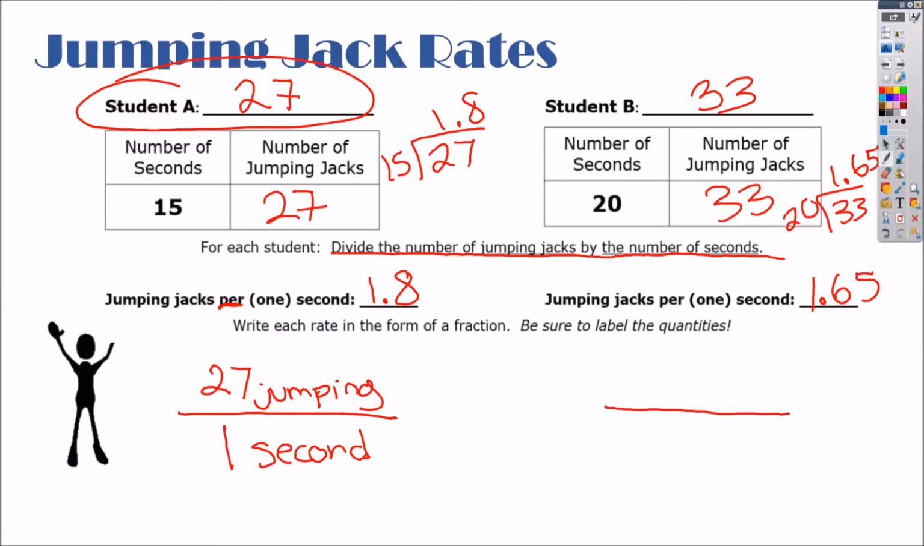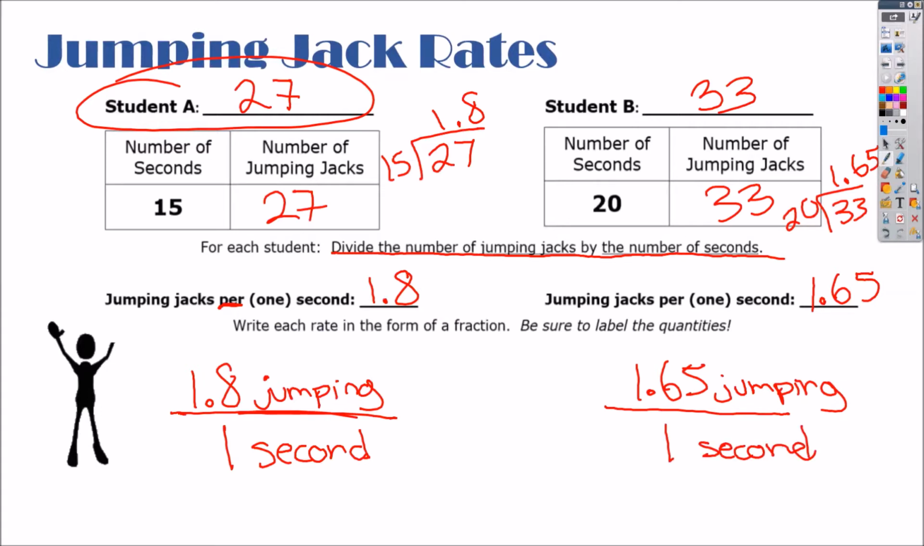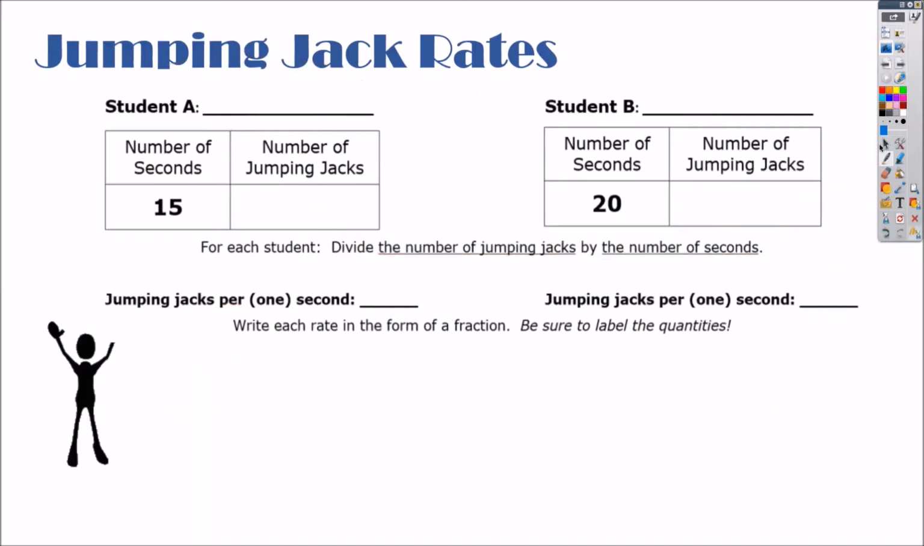Oh no, oh no, oh no, Miss Meyer. I love how I just did the math and then I decided to write down the wrong thing. Rewind. It is not 27 jumping jacks per second. That's impossible. It is 1.8 jumping jacks per 1 second. And for student B, it would be 1.65 jumping jacks per 1 second. So this is a unit rate. These two are unit rates because we found how much it would be for just one.